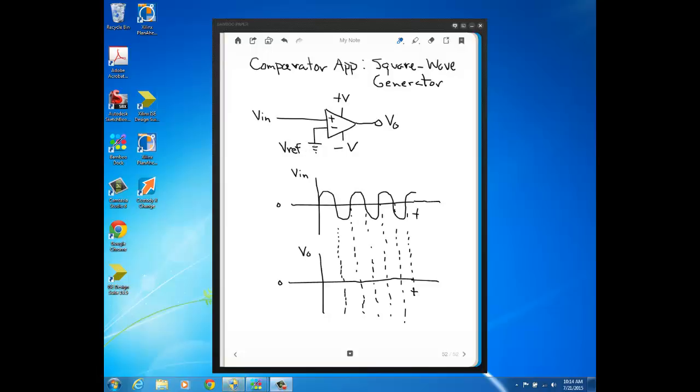So this is just Vn in the previous video, and then Vp is the voltage that's varying in time. And then here's our power source values again, plus V and minus V, and here we have our output. So just remember that when the voltage on the non-inverting input is greater than the voltage on the inverting input, you'll get the plus power source value for Vout. And when you have the opposite case where the voltage on the inverting input is greater than the voltage on the non-inverting input, then Vout will be the minus power source value, minus V.